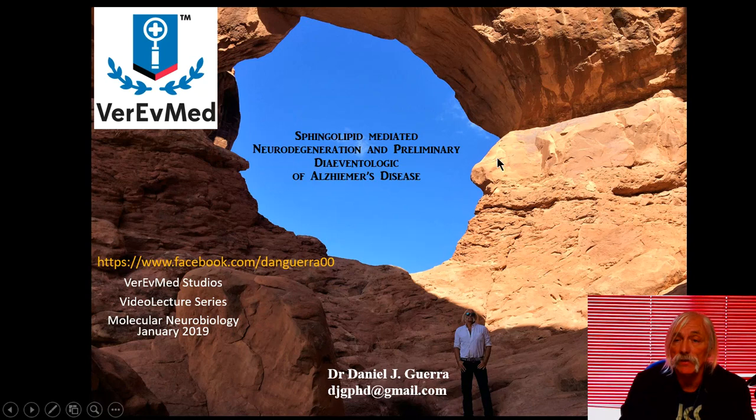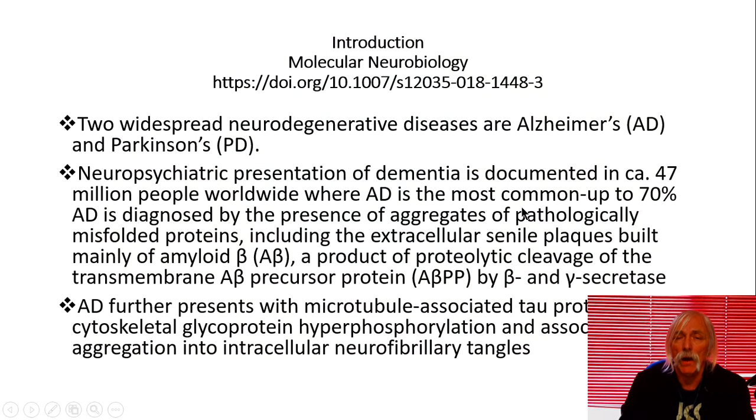Again, let's get started. This is, of course, Utah. All right. So we talk about a paper published in Molecular Neurobiology, and what it says, basically summarizing the introduction, is that there are 2 widespread neurodegenerative diseases that we probably are all aware of: Alzheimer's disease, AD, and Parkinson's, which is PD. There are neuropsychiatric presentations of dementia, and it's documented in about 47 million people worldwide. And that's where AD is the most common.